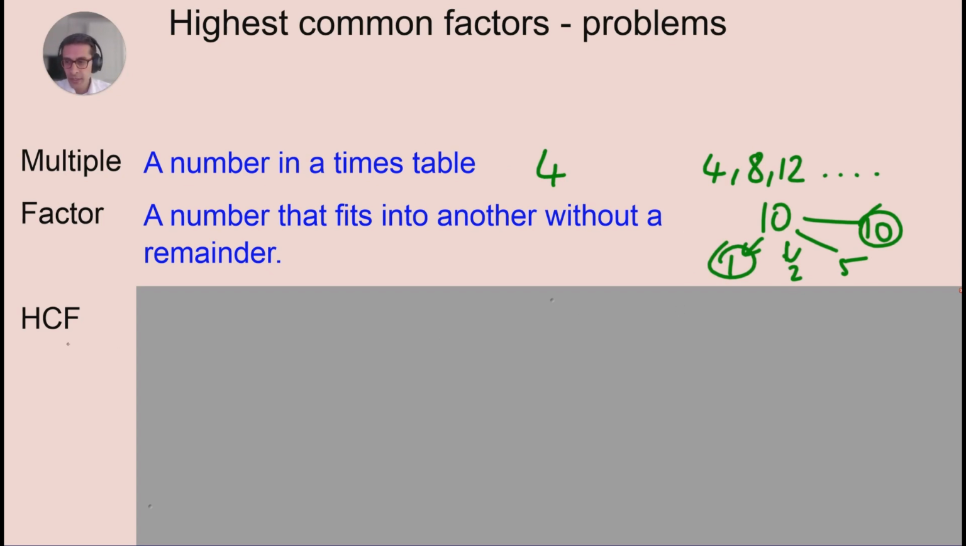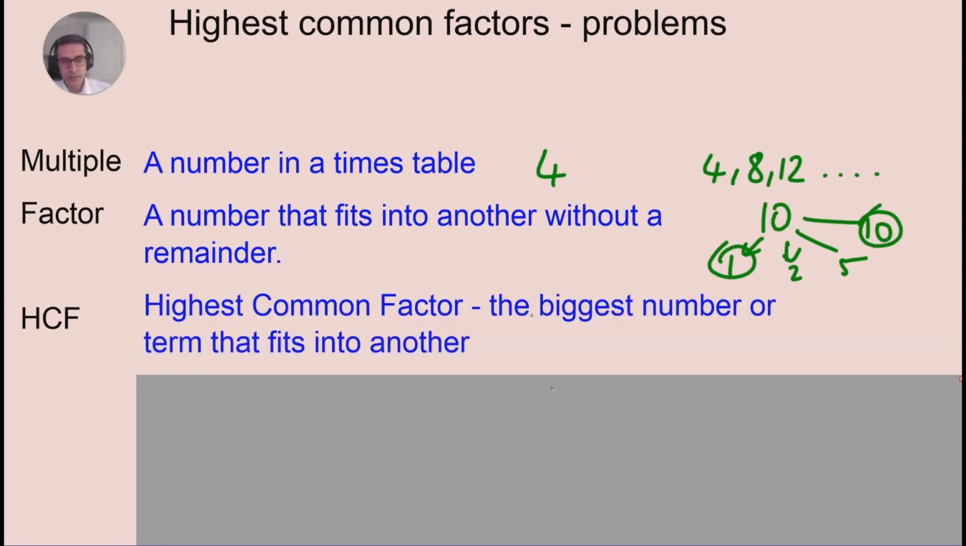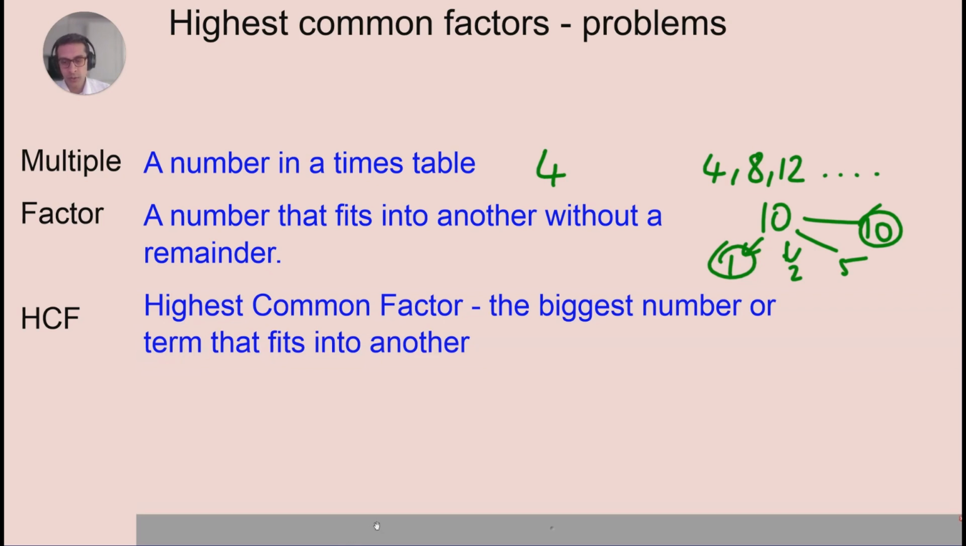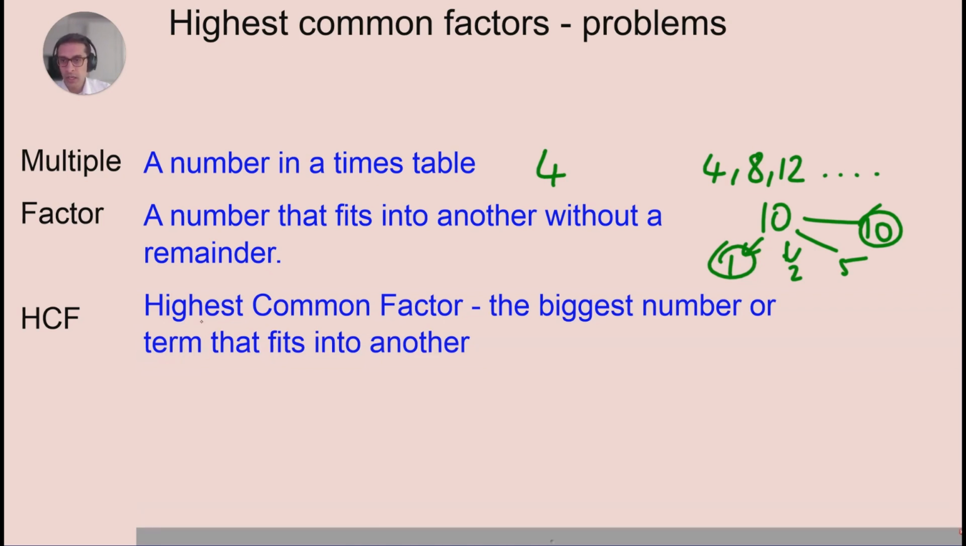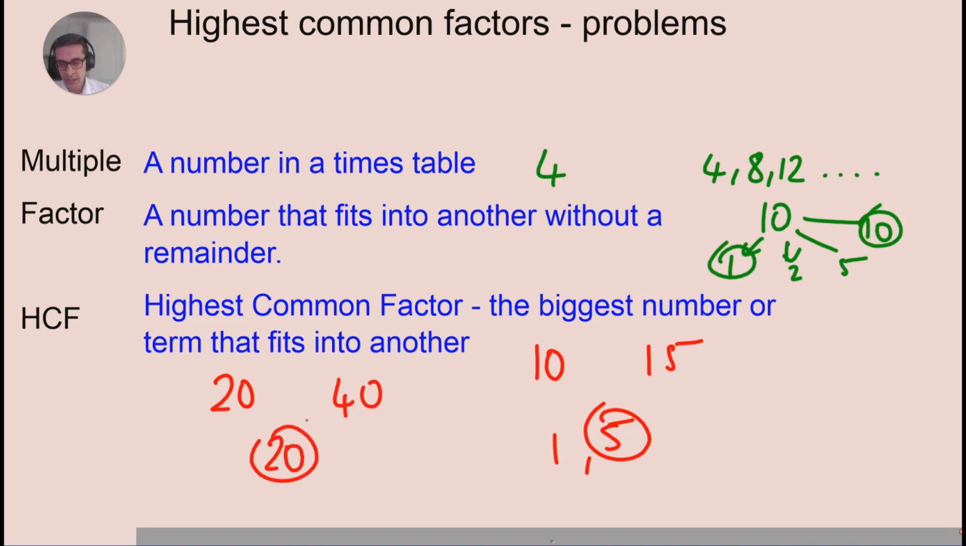So just remember that. And then HCF, the highest common factor, is the biggest number that fits into another without a remainder. Usually this is referring to at least two numbers. Sometimes it's 3 or 4 or more numbers. So for example, the highest common factor of 10 and 15 would be 5. Another number that goes into both is 1. But the highest common factor is going to be 5 because 5 goes into both. Another example is the highest common factor of 20 and 40. Well, the biggest number that goes into both is 20. So you're allowed to have one of the numbers itself as a factor of both.